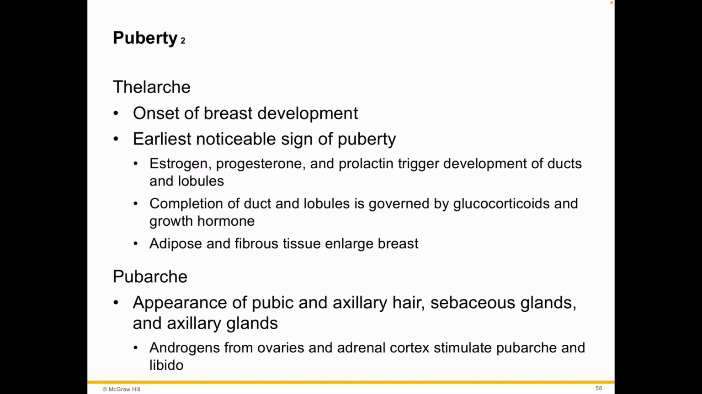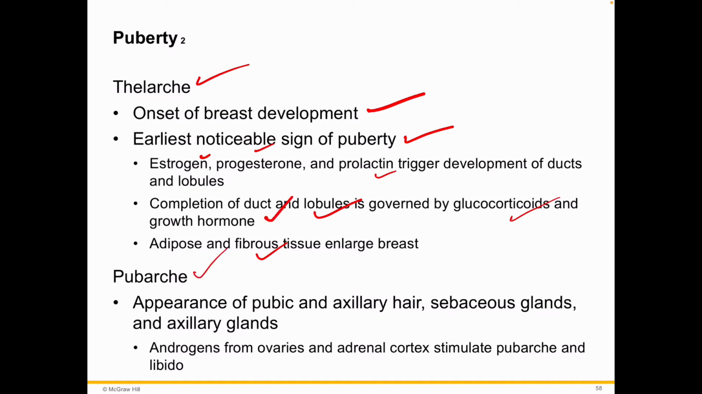During puberty, let's talk about the process. Thelarche, the onset of breast development, is going to be the most outwardly noticeable sign of puberty. It means that estrogen, progesterone, and prolactin are going to be triggering the development of the ducts and lobules. Adipose tissue is going to continue to enlarge the breast as fibrous tissue is gained to keep it stable. The completion of the ducts and lobules is governed by the glucocorticoids and the growth hormones.